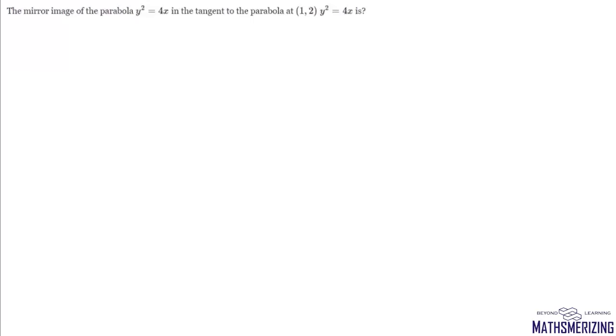Now there may be some questions where we need to find the mirror image of a parabola about a certain line. Say, for example, we need to find the mirror image of the parabola y square equals 4x in a tangent to this parabola at (1, 2). So we'll draw this parabola.